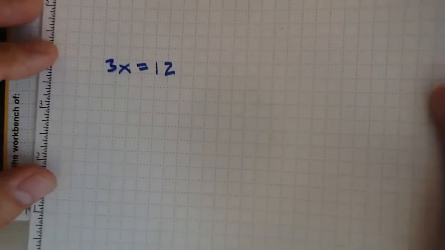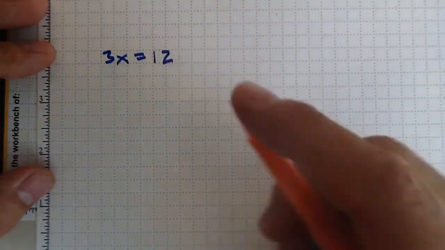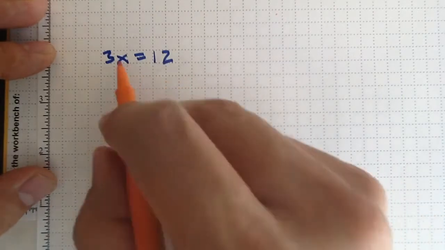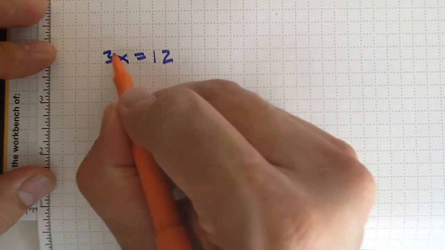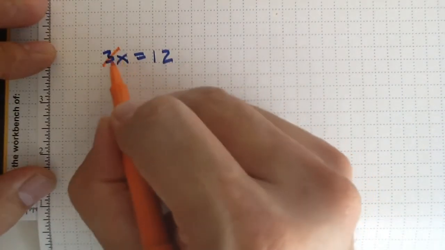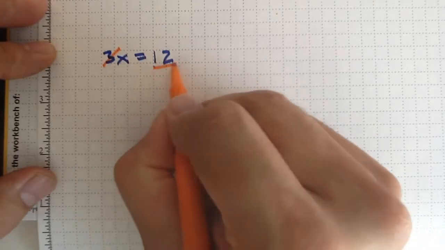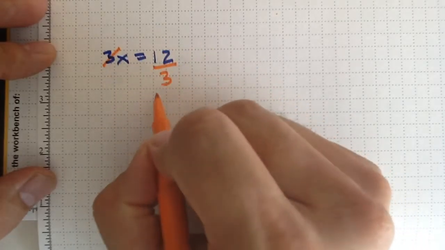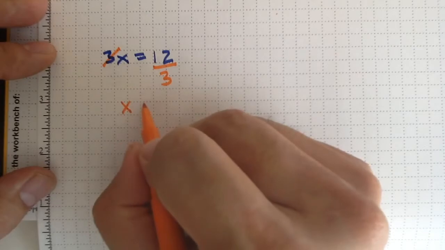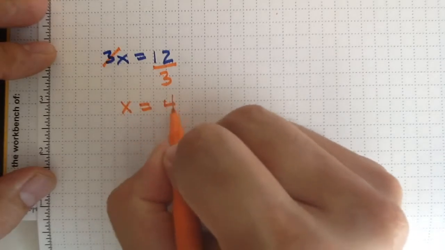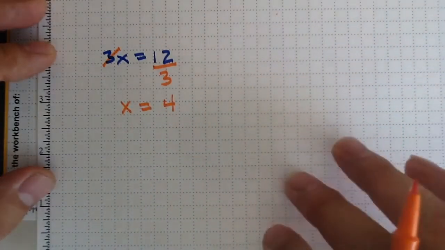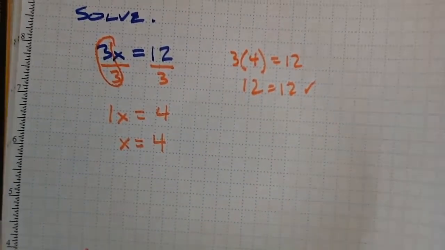Now, a different way to show this work, if I take the same problem, would be like we discussed in the last lesson. I know I'm trying to get rid of the 3, which is a times by 3, so I'll just cross it out. And on the other side, I'll do its opposite, which is to divide by 3, and here I get x, or 1x, equals 4. All right, let's take a look at some more problems.